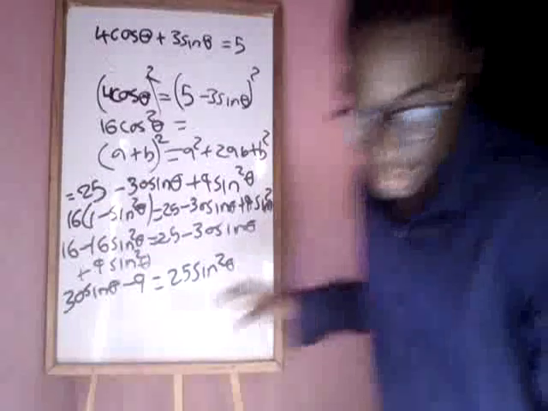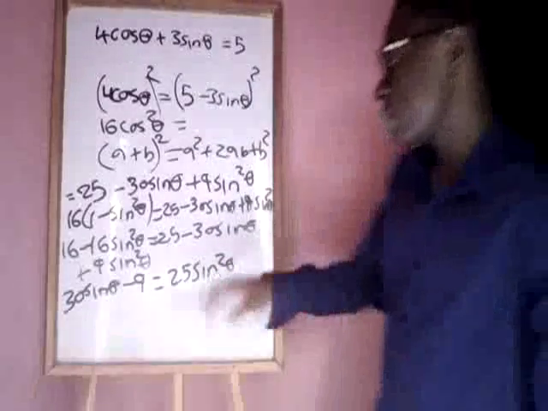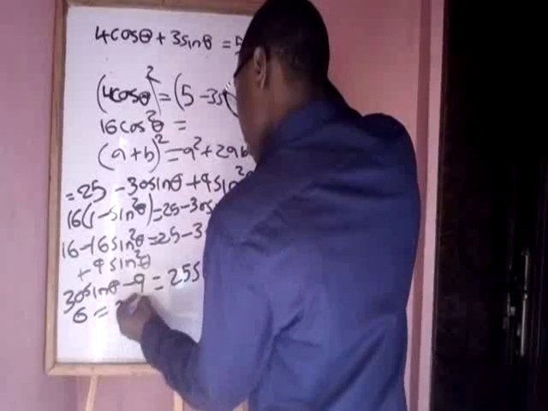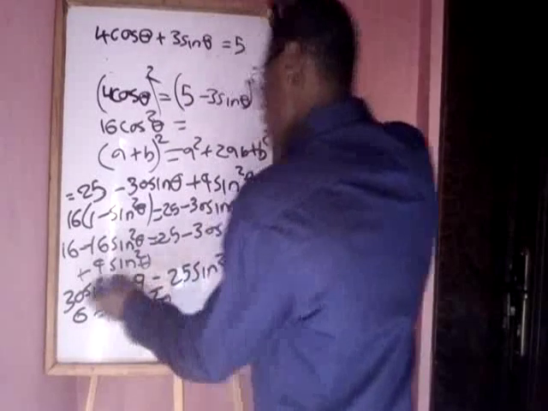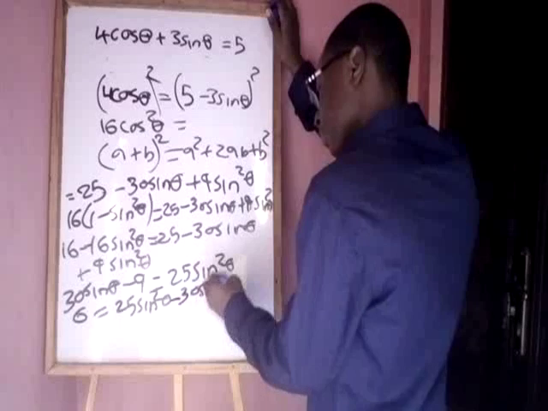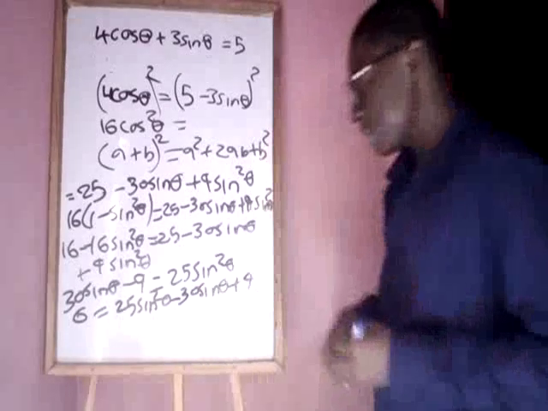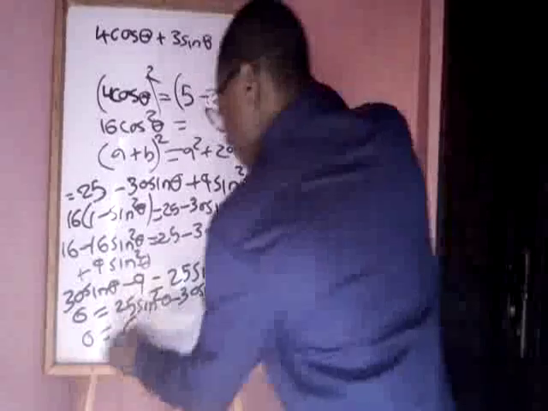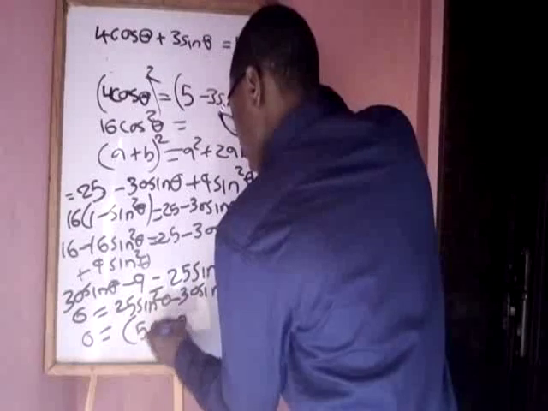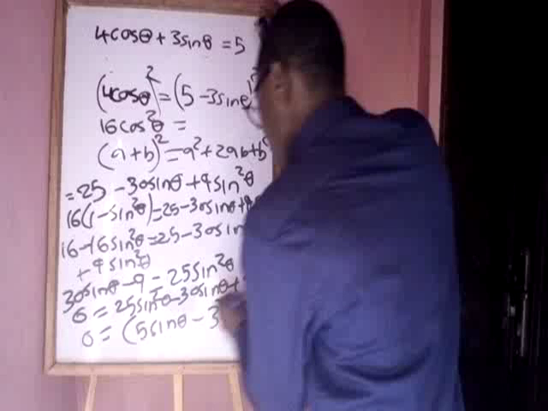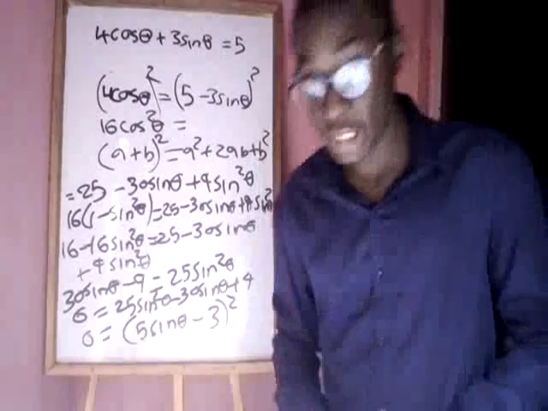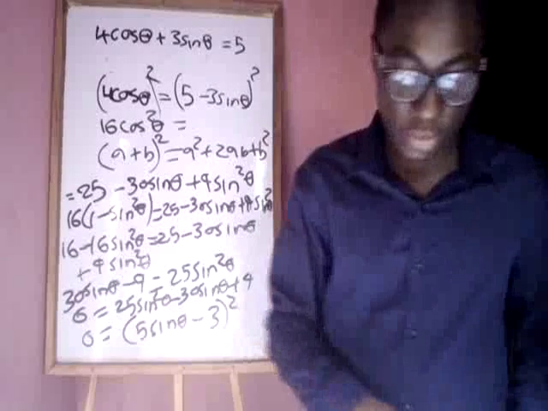So in this case, we can collect all the terms on the left hand side. So we have 0 equals 25 sin square theta minus 30 sin theta plus 9. If you study this one very well, you will notice that this is actually a perfect square. The perfect square is 5 sin theta minus 3, squared. When we solve this using the factorization method that I talked about in the first episode of this course, you will get your sin theta as 3 over 5.